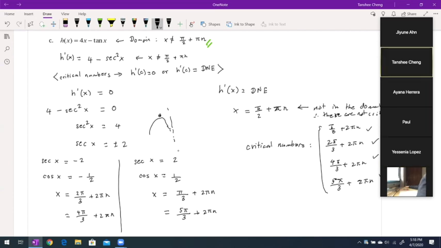So therefore, since this is not in the domain of the original function, we say that the critical numbers are only the first four that we found. Any other questions? All right.